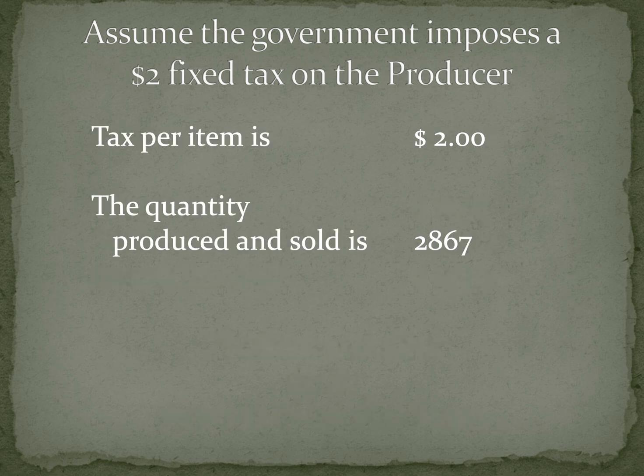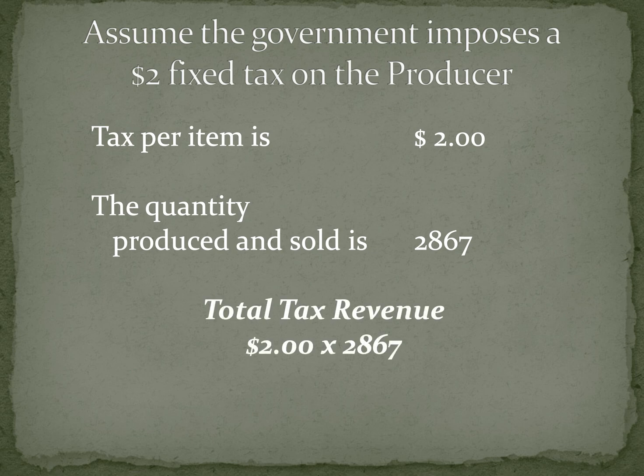So think about this. For the government, the tax collected per item is $2. The new quantity produced and sold is 2,867. So roughly their total tax revenue would be $5,734.